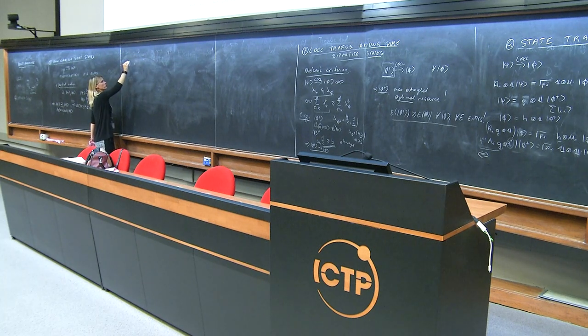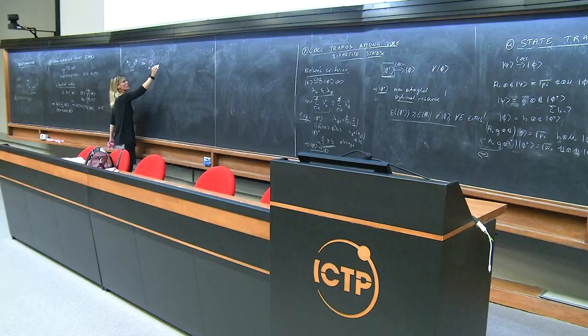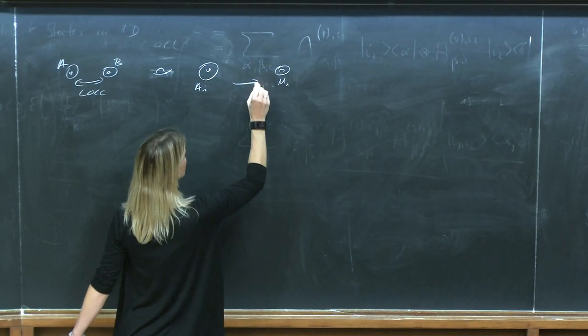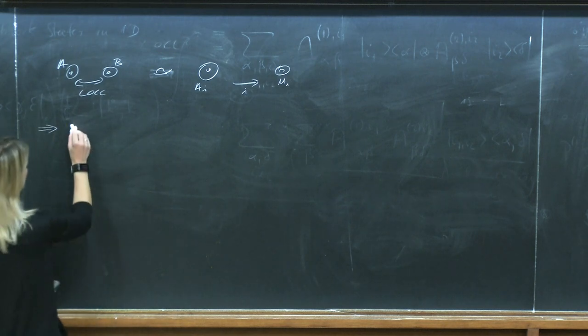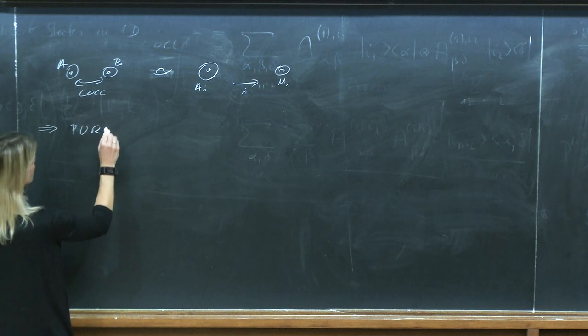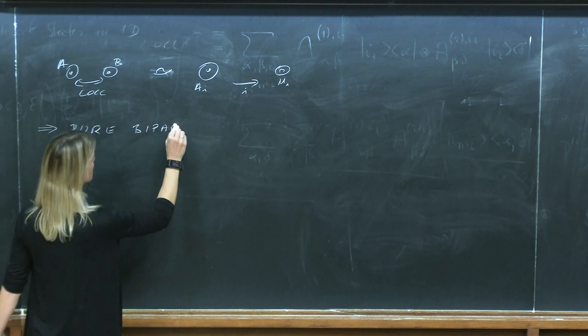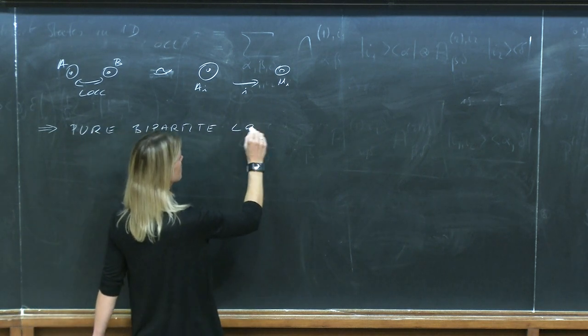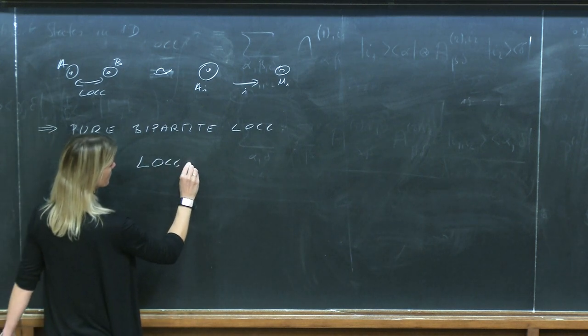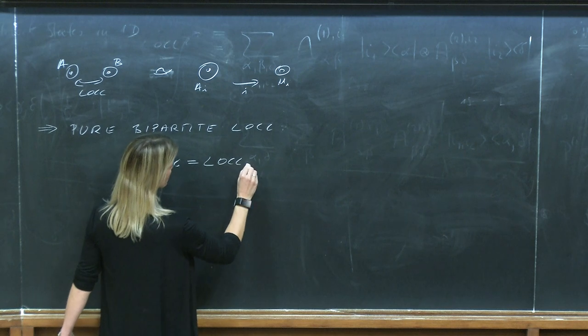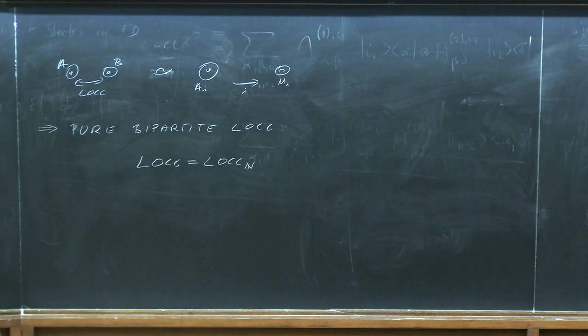So I write it now for short, just that this LOCC is equivalent to Alice doing some operation and Bob doing some unitary, depending on the measurement outcome. From here, we get the following. We get that for bipartite pure states, we have that LOCC is equal to LOCC finite, so I use only finitely many steps.